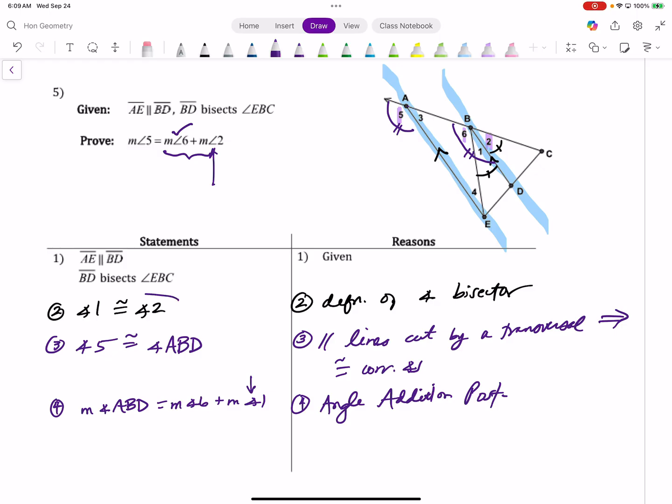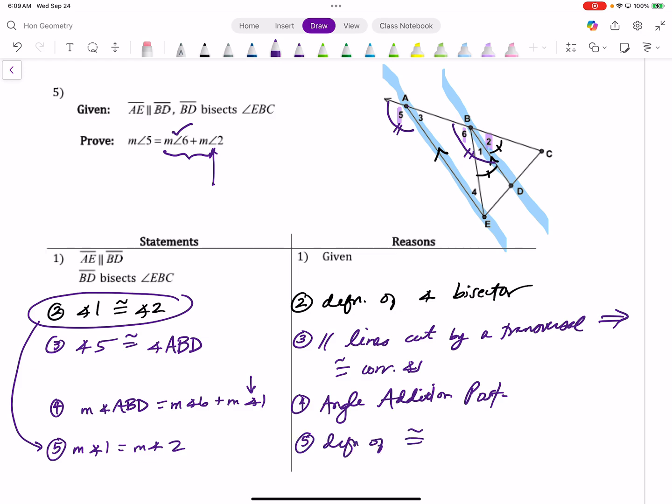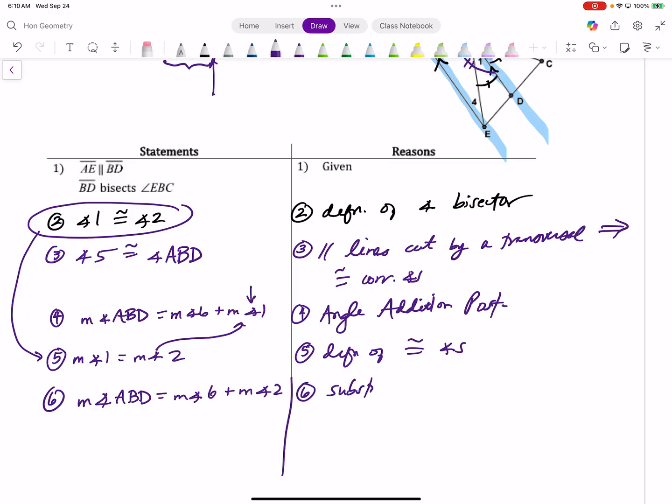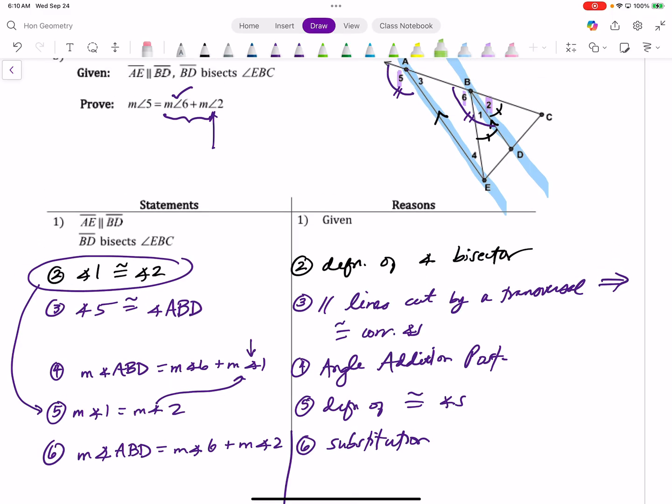Oh, here we go. So right there in step 2, I can come back now and say that the measure of angle 1 is equal to the measure of angle 2 because of the definition of congruent angles. And then I can take where the measure of angle 1 is here and replace it with the measure of angle 2. So that's just a substitution because I'm plugging in numbers that are equal. Okay, so now I've got this whole side here is done.